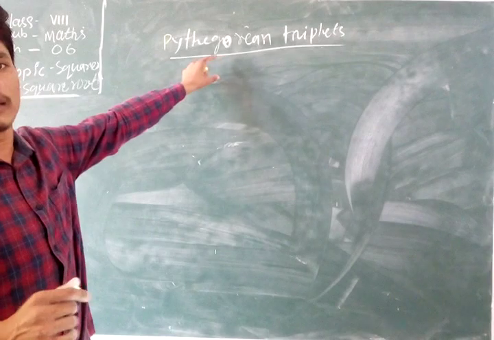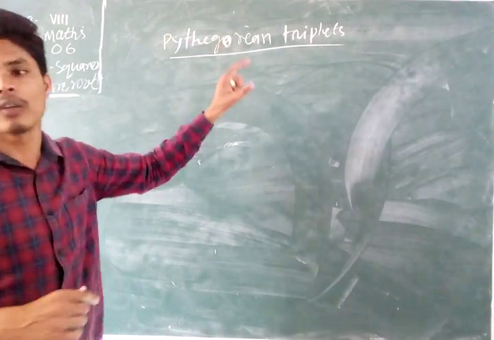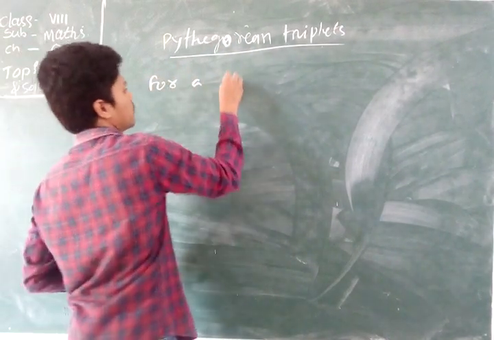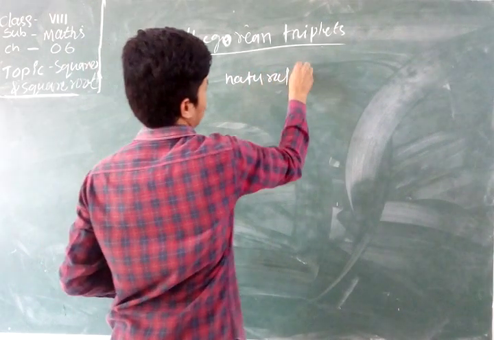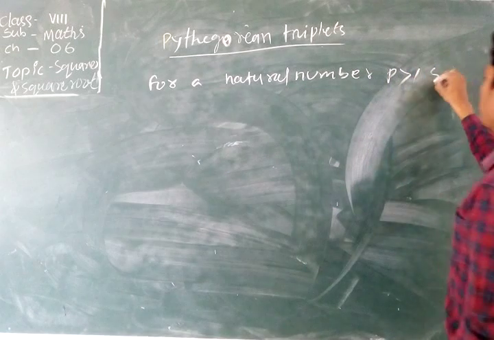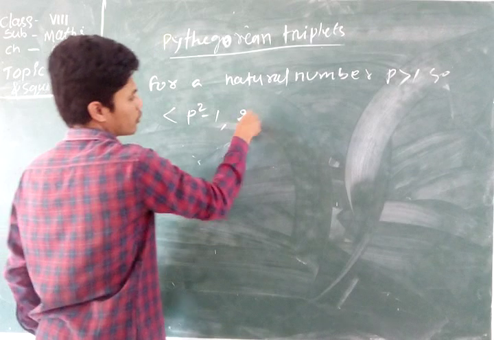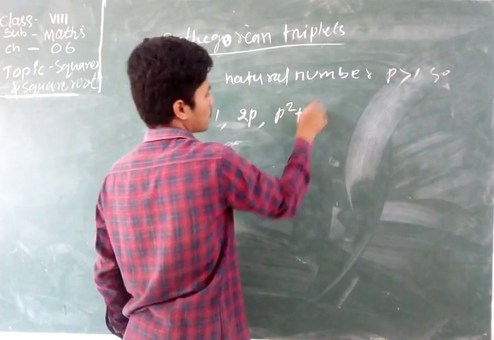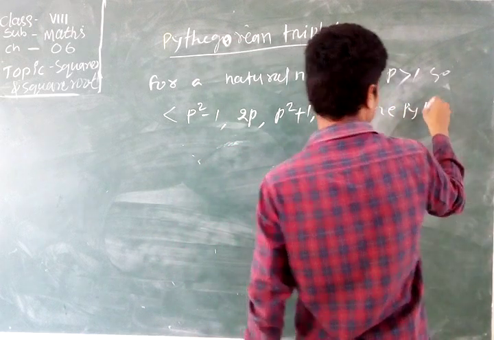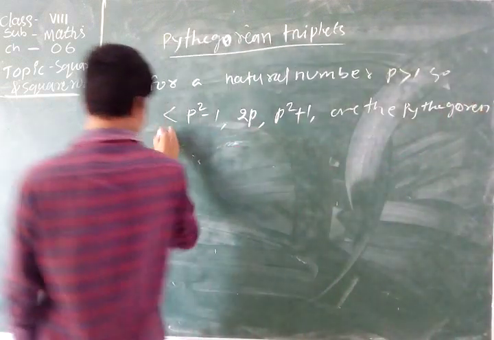Now we discuss the Pythagorean triplets. How do you find the Pythagorean triplets? There is a rule for a natural number p greater than 1: p square minus 1, 2p, and p square plus 1 are the Pythagorean triplets.